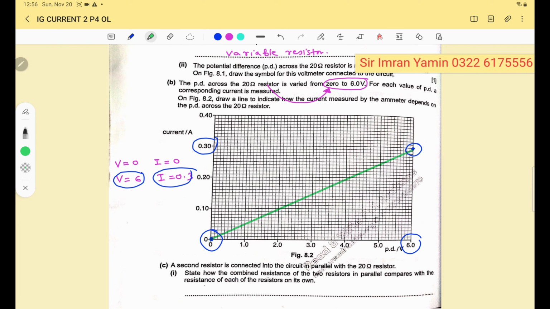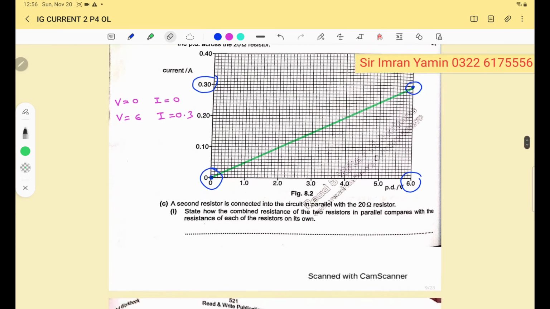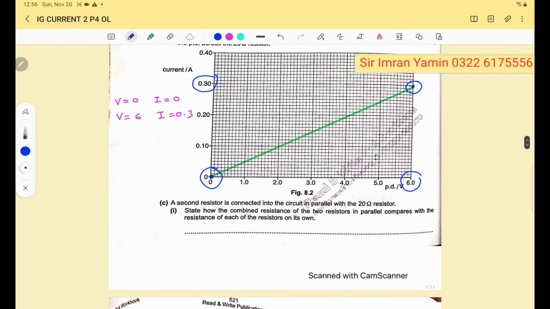When the voltage is 0, the current is 0. If the voltage across the 20 ohm resistor reaches 6 volts, the current reading will change to 0.3 ampere. So that will be the graph. And now the question is, a second resistor is connected into the circuit in parallel with the 20 ohm resistor. Okay, another resistor connected in parallel.